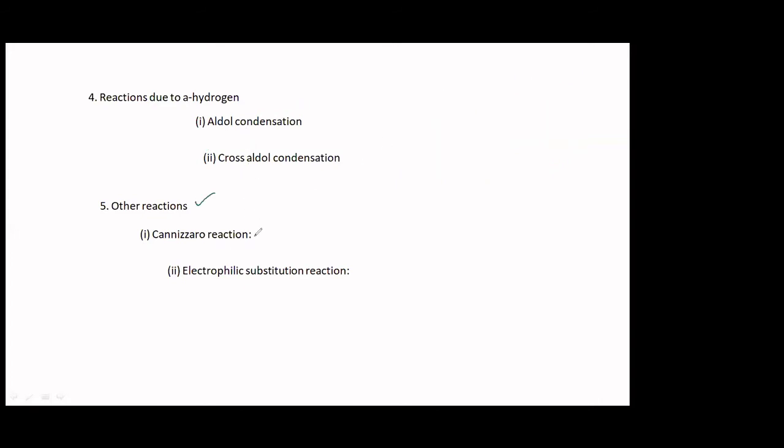Other reactions like Cannizzaro's reaction are given by those aldehydes and ketones which do not have any alpha hydrogens. In electrophilic aromatic substitution, the carbonyl group is an electron withdrawing group, so it is meta-directing. If you take the CHO and it is nitrated, halogenated, chlorinated, whatever, meta substitution is going to happen. Okay, so those are the reactions.